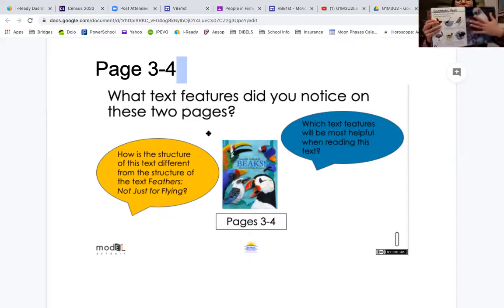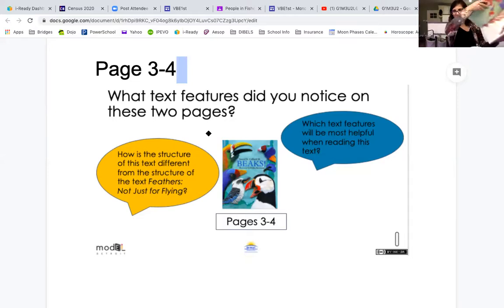Take a look at the illustration right here. That's your illustration. Take a look at your caption. Remember the small words? That's your caption. Captions usually are like just facts. So, what text features did you notice on these 2 pages?